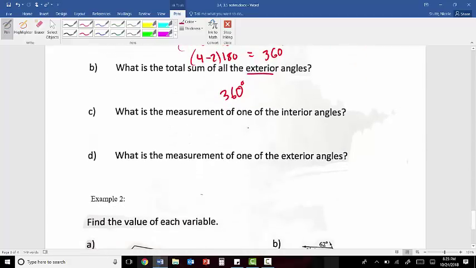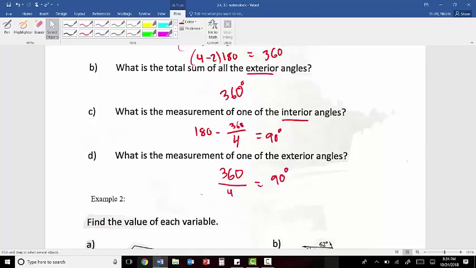Then it says, what's the measure of one interior angle? So what we're going to do is 180 minus 360 divided by 4 sides. And that's going to come out to 90 degrees. And that says, what's the measure of one exterior angle? So you take the sum of exteriors and divide it by the number of sides. So we still get 90. So in this case, the interior and exterior angles come out to be the same number. That doesn't always happen.